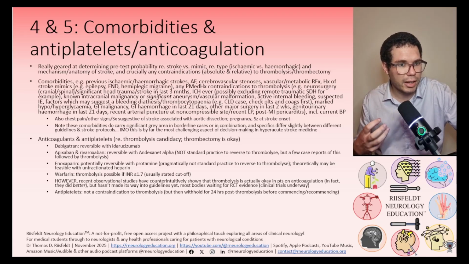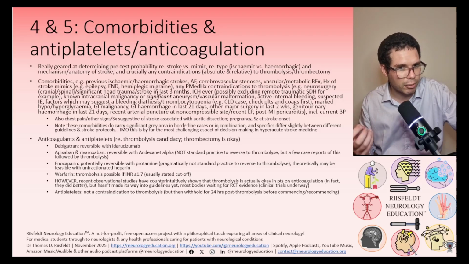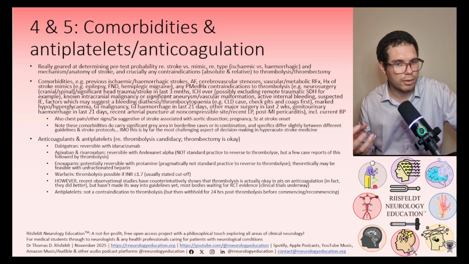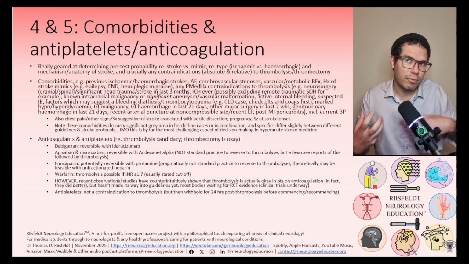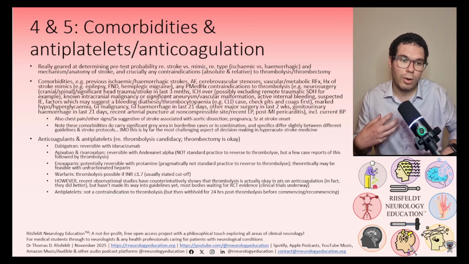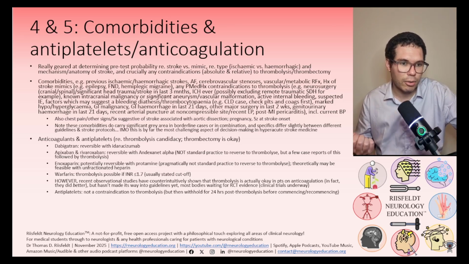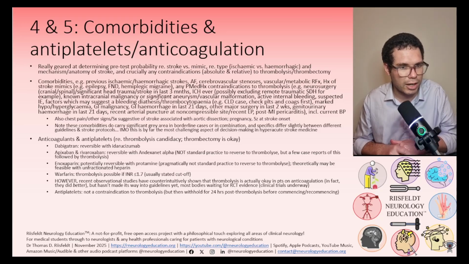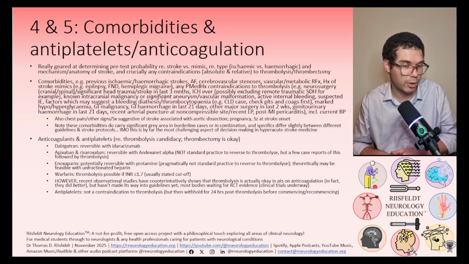Now, moving on to antiplatelets and anticoagulation. These are mainly relevant in determining the patient's candidacy for thrombolysis, whereas thrombectomy is okay on these agents. So firstly, dabigatran. This is reversible with idarucizumab, and that's really good to know. That's actually one of my own reasons for quite liking dabigatran when I'm choosing an anticoagulant for atrial fibrillation. There are other factors you need to take into consideration, of course, but I'm quite partial to dabigatran for that reason.